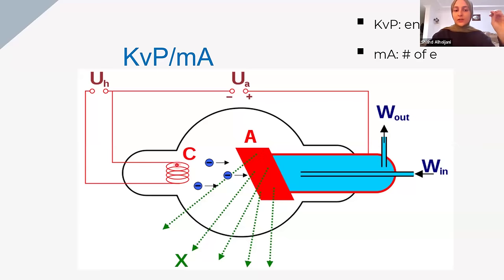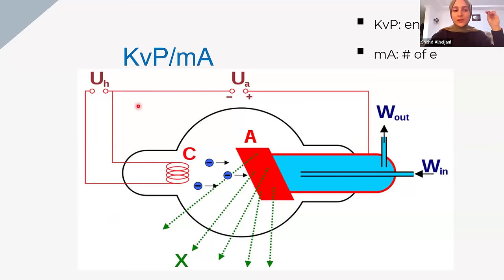Starting with the cathode is the microfilament. So here we have an electric current moving through the microfilament at the cathode side. And the anode is basically the material where the electrons will hit. So this material is usually tungsten. But in other forms of radiation, we'll have different materials. We'll be talking about them in a bit. But for now, I want you to remember that the target material at the anode is usually tungsten.